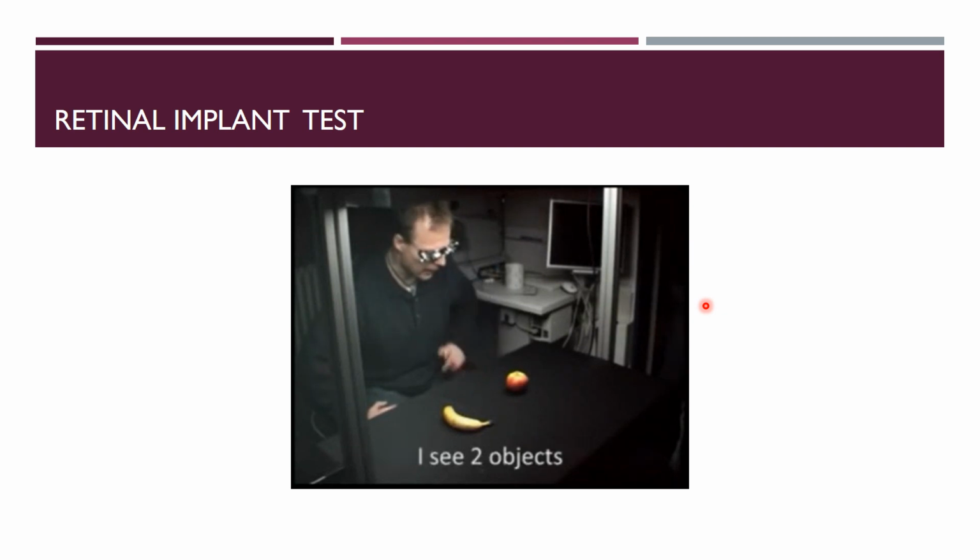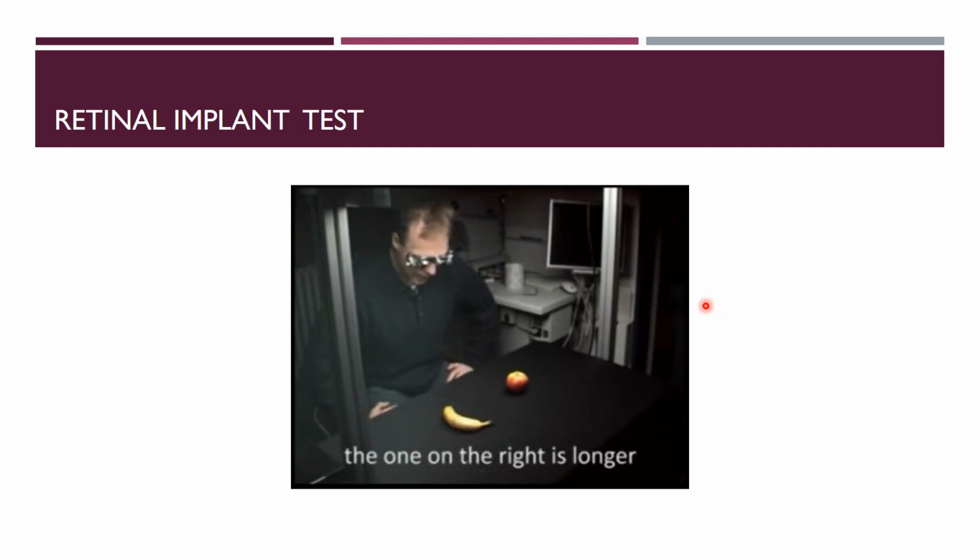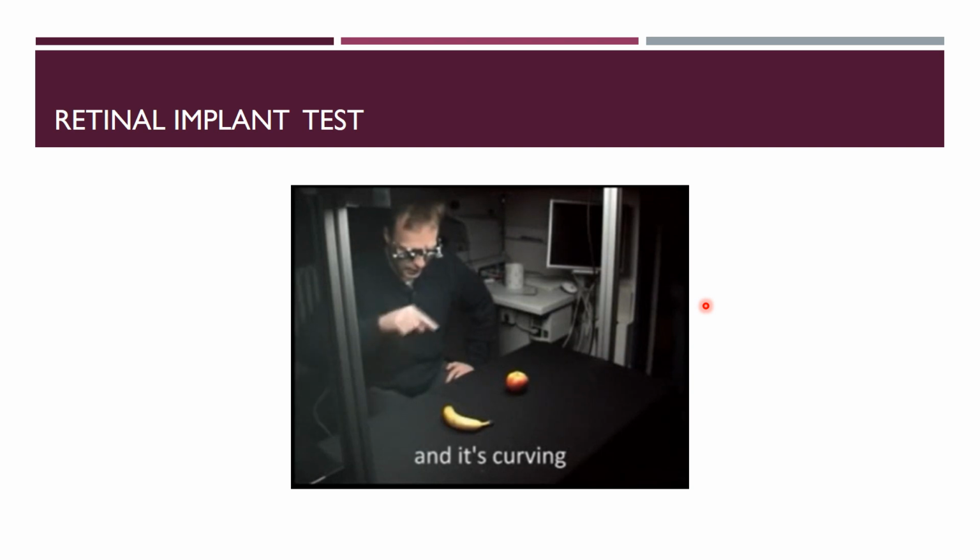Something round or no? I only see two objects. Only two. Okay, and so it's round on the left, and then the one on the right looks like it's longer and it's curving a little bit like this. It must be a banana. I mean, that's what it looks like.